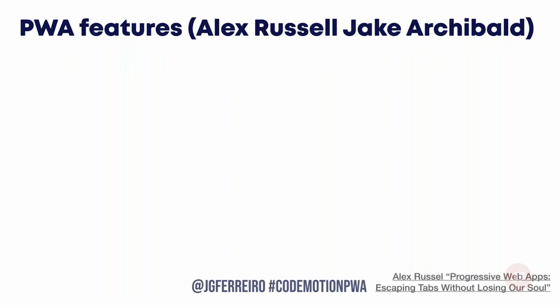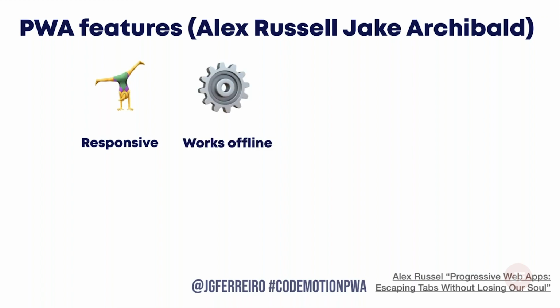And then to finish this part about what is a progressive web app, I would like to give some PWA features that Alex Russell and Jake Archibald, two people who work for Google, created when they came up with this term, progressive web applications. So what are the features behind a PWA? The first one is responsive. We need to make sure our application adapts to different browsers and has a responsive design. The second one, really important, is works offline.